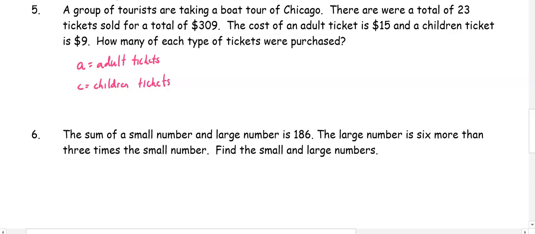So if we look back here, there were 23 tickets sold for a total of $309. The cost of an adult ticket is $15, and the cost of a child ticket is $9. So first, we want to take the number of tickets and get to 23. So we're going to add those together. A plus C equals 23.